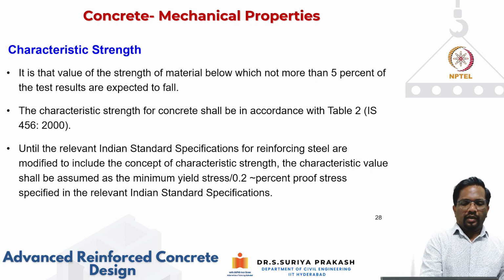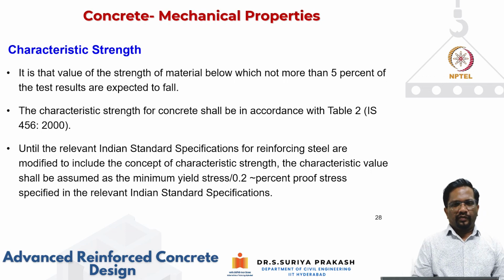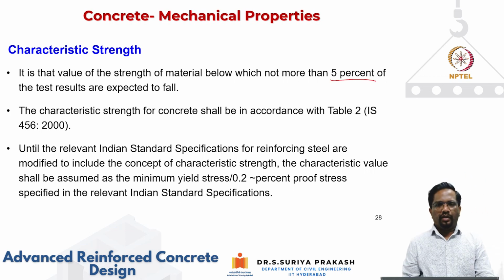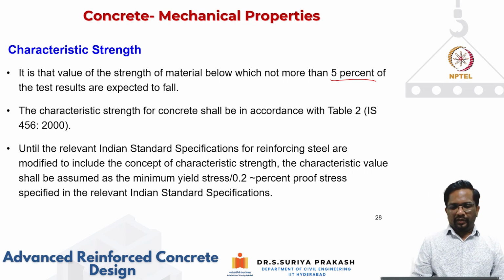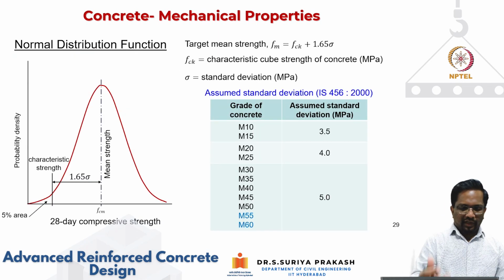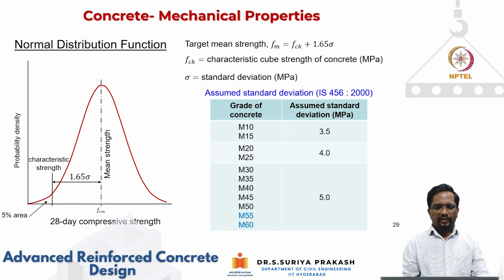So here we have to take characteristic strength, meaning you have to choose a strength value so that only 5% of the test results are expected to fail. Now you can ask, why is it 5%? It is an acceptable value that is suggested by the code committee, which is giving you a good factor of safety. So that is why that 5% has been chosen, right? And similarly, for reinforcing steel also we have characteristic strength. We discussed this in the previous class as well.